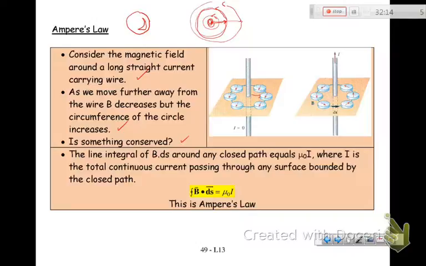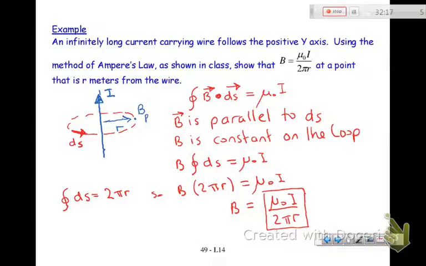And so next time, we're going to use this. So we'll just read through this. An infinite long current carrying wire follows the positive y axis. Using Ampere's law as shown in class, show that B for this situation equals mu naught I over 2 pi r. We start off by stating Ampere's law, and I'd like you to be able to state Ampere's law. You recognize, here's my ds, and here's my B, because it's created by the wire, they're both tangential, so B is parallel to ds.